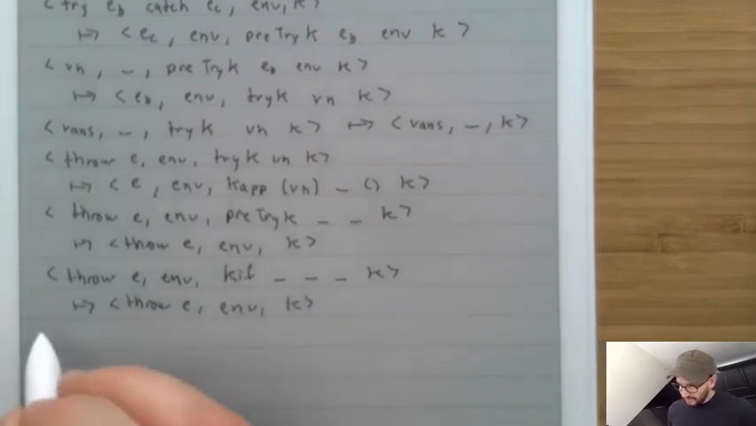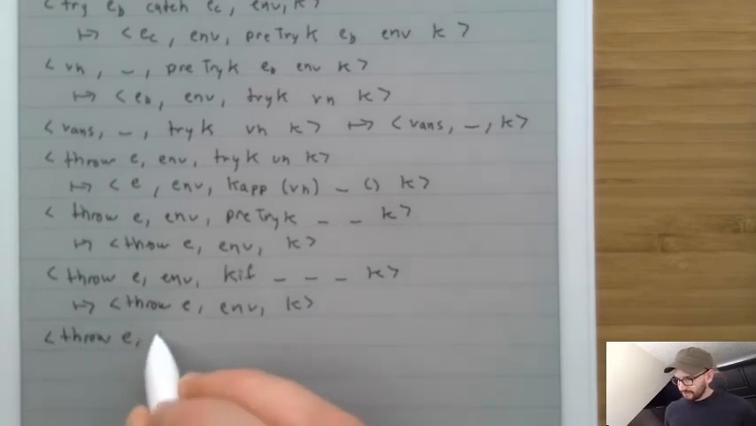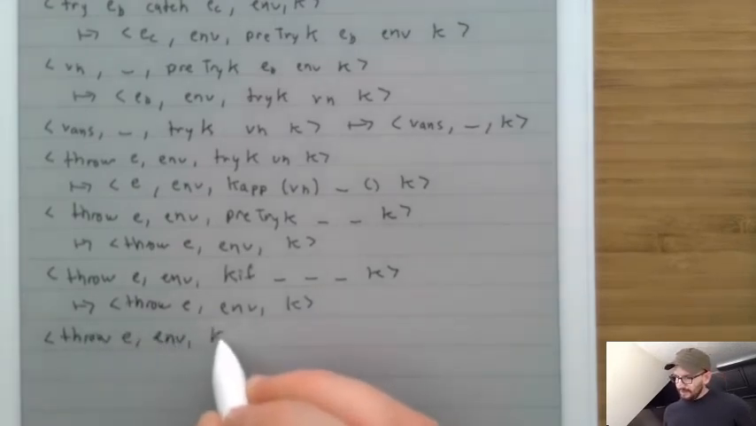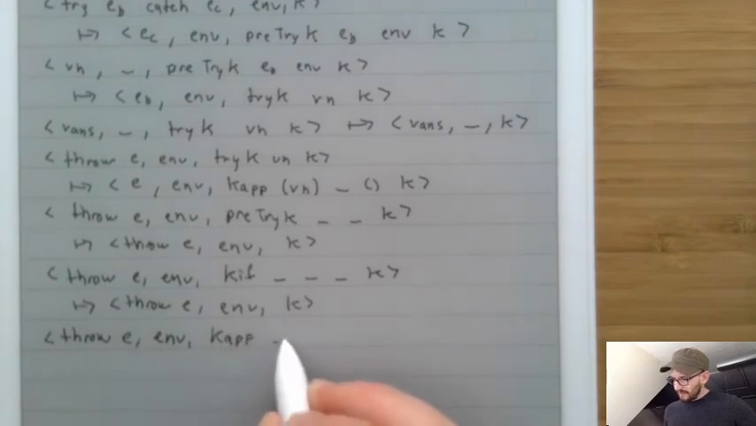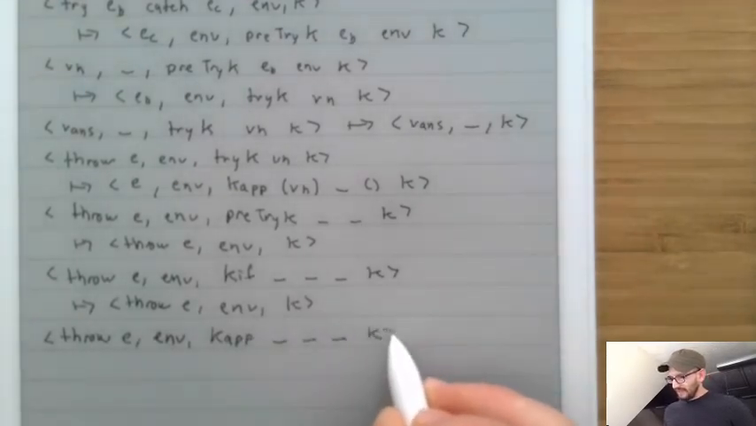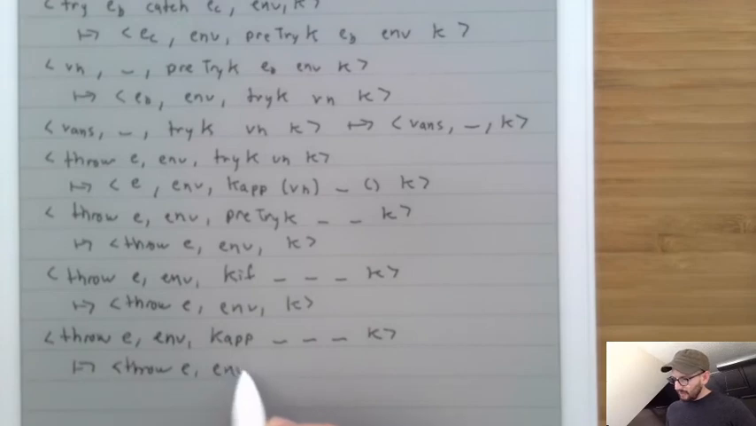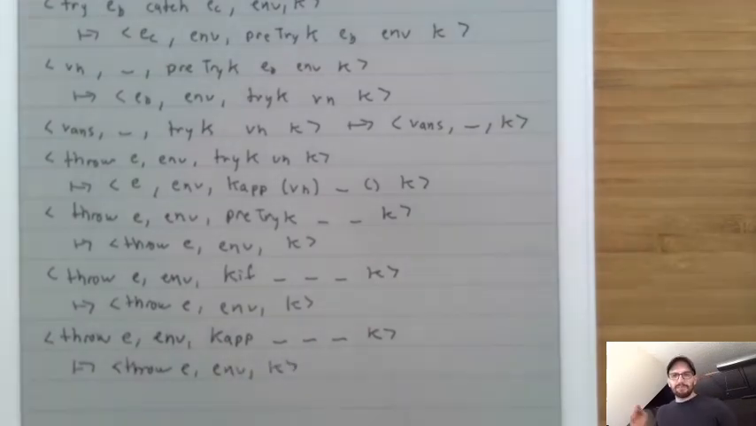Similarly, if we see a throw and we were in the middle of evaluating a function call, that means that there would be a K app with some number of values, an environment, some expressions, and then a K, and we would also just throw those away. The idea is that we are searching through the stack, popping off one stack frame at a time until we get to a try K.